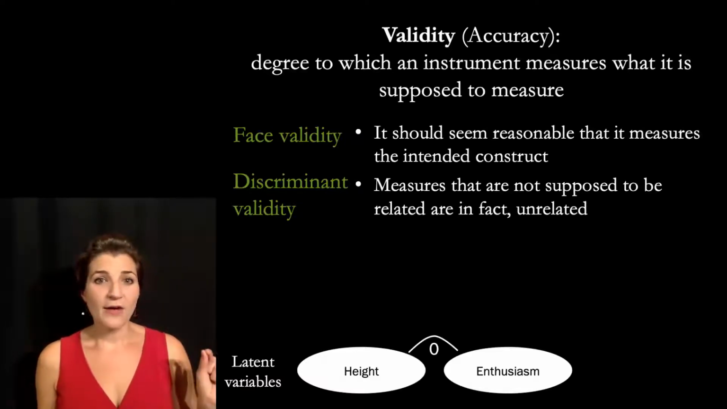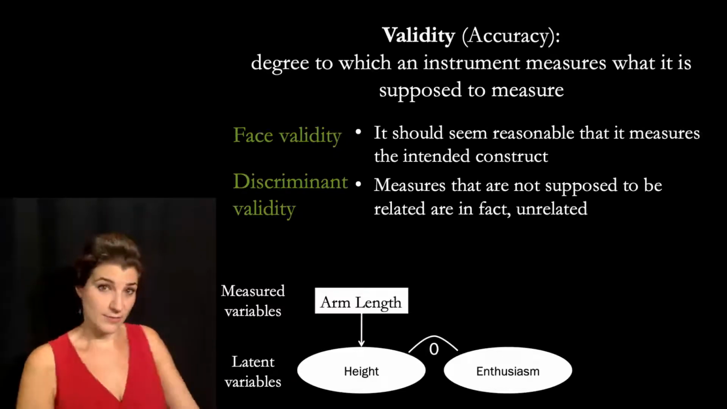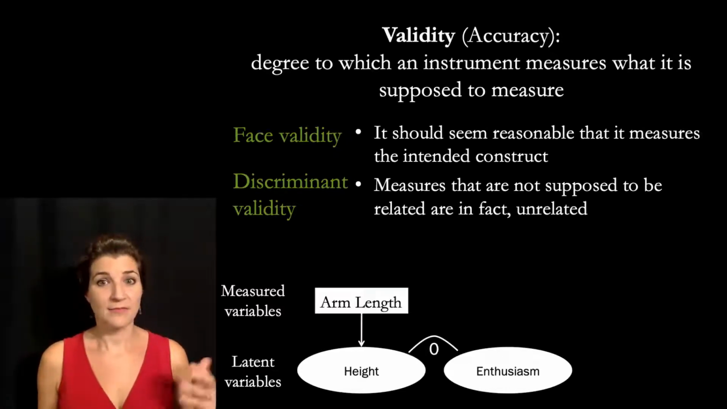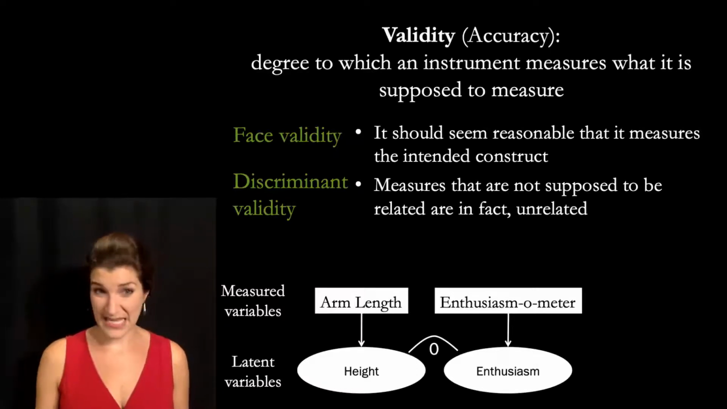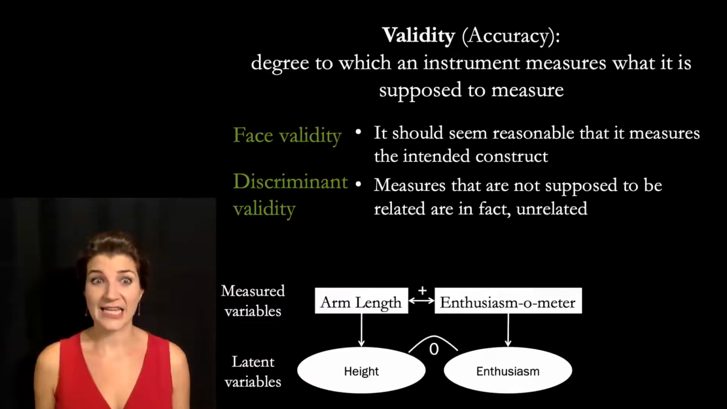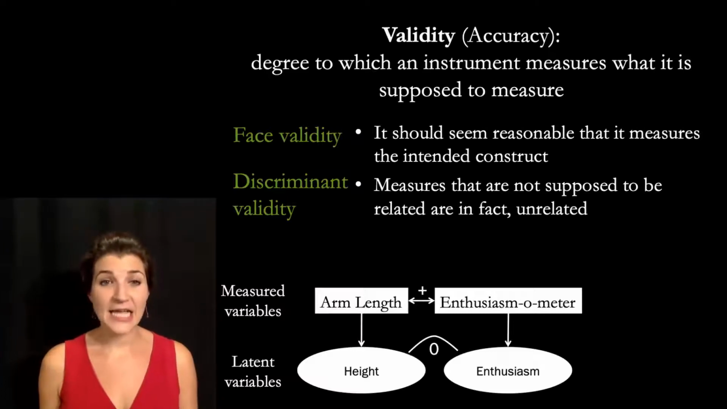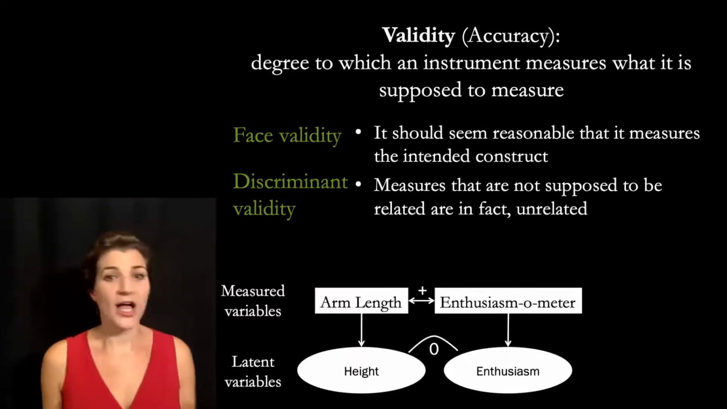There are no models in psychology where more enthusiastic people are taller or something like that. And we have a way of measuring arm length. I just use a ruler, measure your arm, and that is supposed to predict height. And we have our enthusiasmometer, which is supposed to measure enthusiasm. So if we measure arm length and we get your enthusiasmometer score, they should be unrelated because the underlying constructs they represent are unrelated. But they are in fact highly related. This is a problem because it indicates poor discriminant validity. These things are supposed to be unrelated and they're not. So yeah, we might have some issues here.